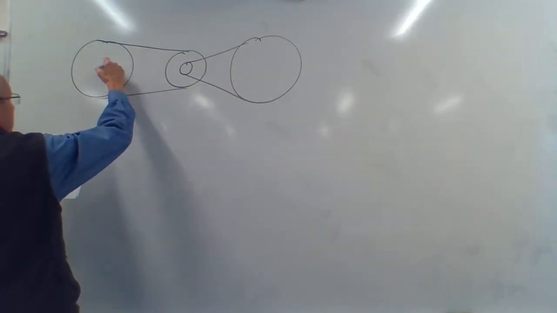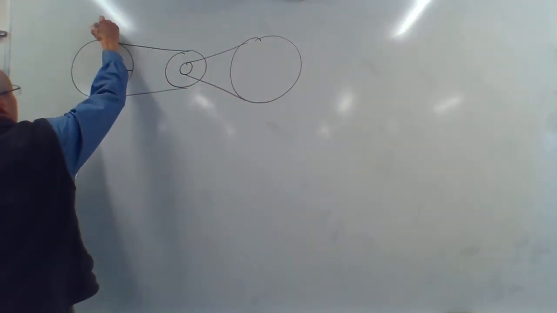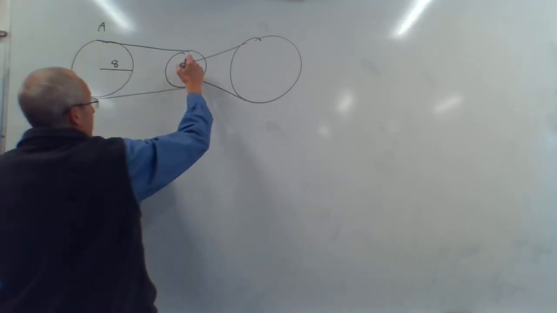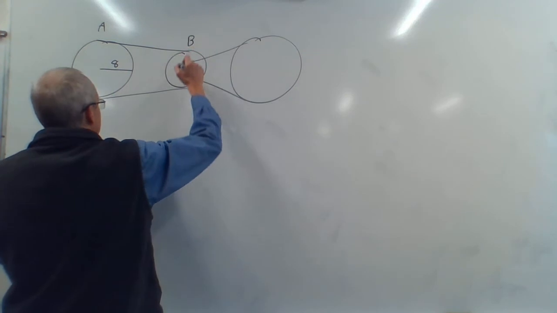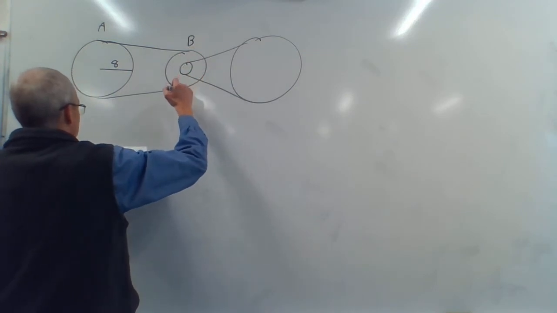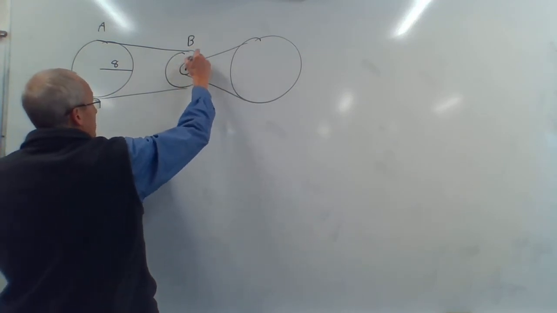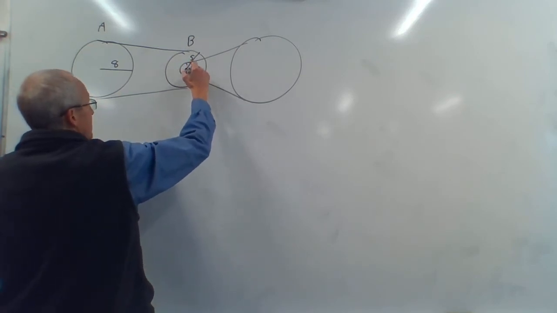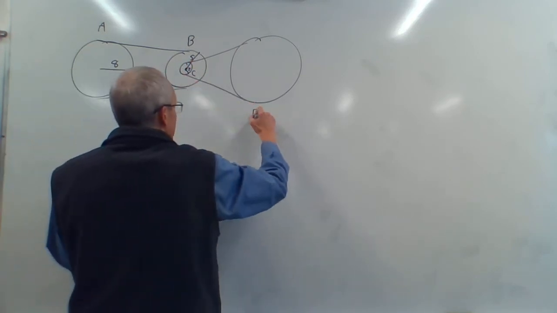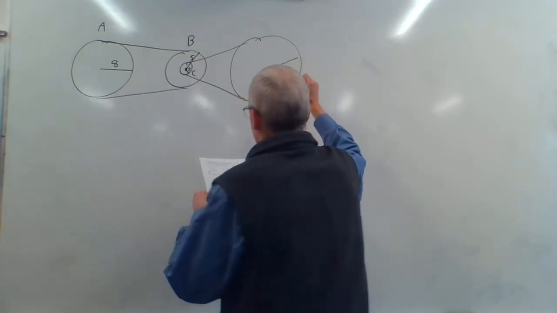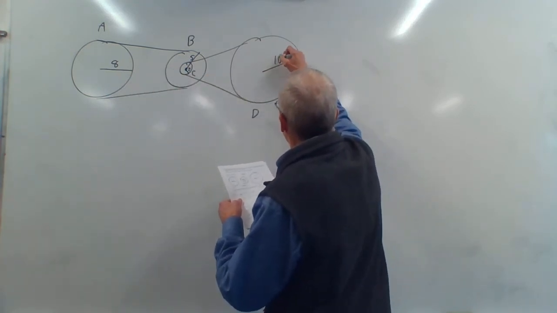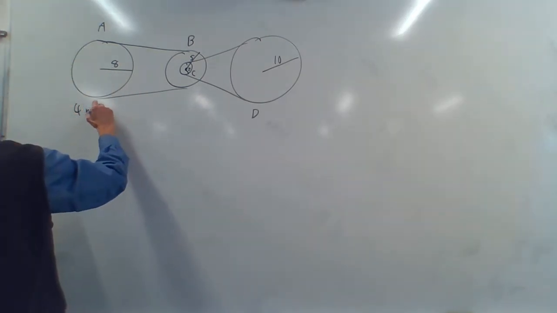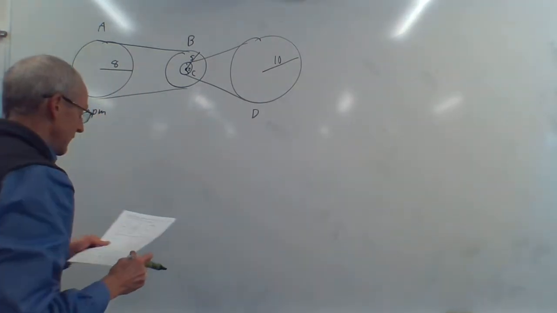And we said this one, which is A, had a radius of 8. And this one, which is B, the big one, has a radius of 5. So here to there is 5. And the inside one had a radius of 2. That's wheel C. And wheel D has a radius of 10. And this one spins at 4 RPMs. I think that's all we know.